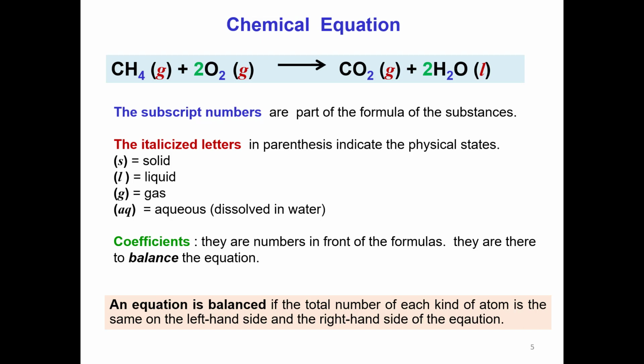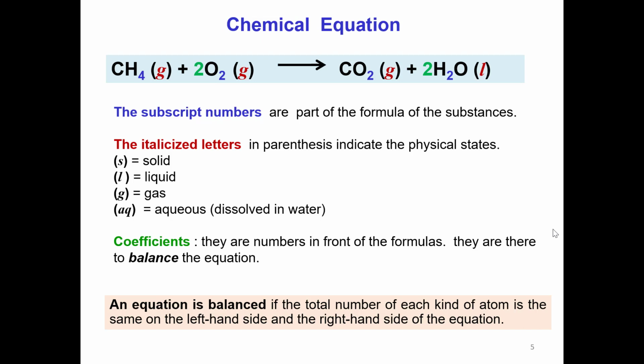The italicized letters, which are in parentheses, indicate the physical state. For example, s corresponds to solid, l corresponds to liquid, g corresponds to gas, and aq corresponds to aqueous, which means it can dissolve in water. The green numbers are the coefficients. The coefficients are in front of the formula. They are not part of the formula. They are usually used to balance the equation.